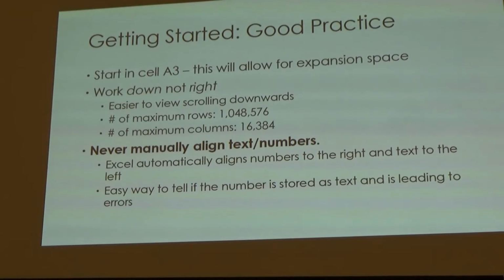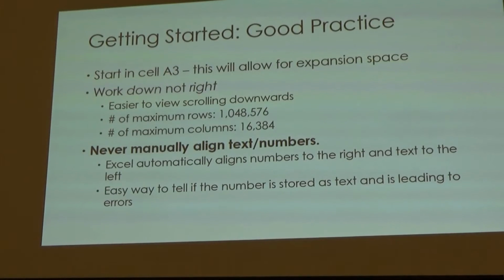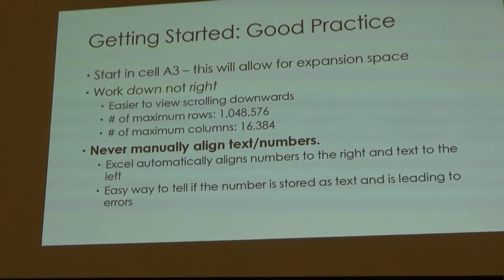Another thing, never manually align text unless it's a purely cosmetic spreadsheet. Like if you're just making a form that you're going to print out and there's going to be no processing on it, align to your heart's desire. But never manually align text and numbers. For example, if a number shows up on the left and all your other numbers are on the right, do not manually align that one number to the right. And I'll show you why.